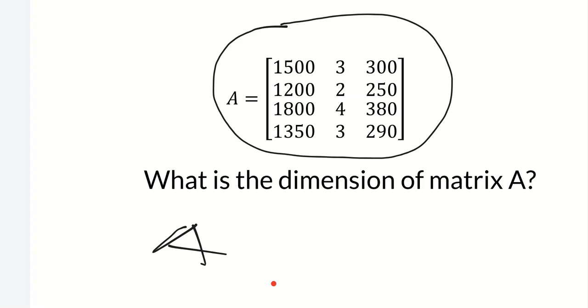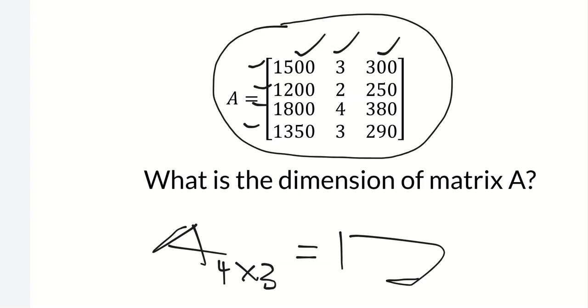All right, so let's count the number of rows. This is row 1, row 2, row 3, row 4. So here is 4, right? Times. Then let's count the number of columns. 1, 2, 3, which is 3. So this is a matrix of dimension 4 by 3. If we want to find the size, we multiply this, you get what? 12. So we are having 12 entries.